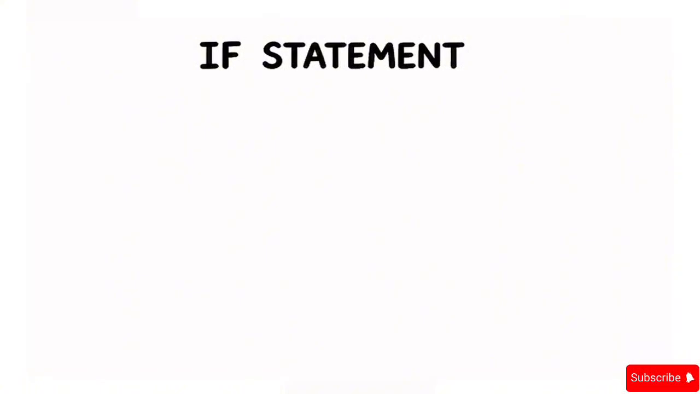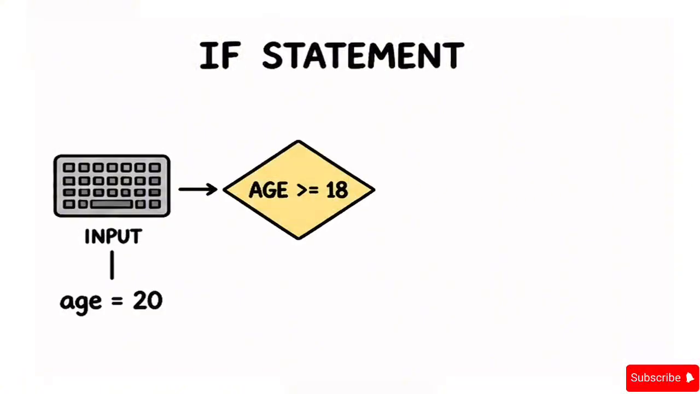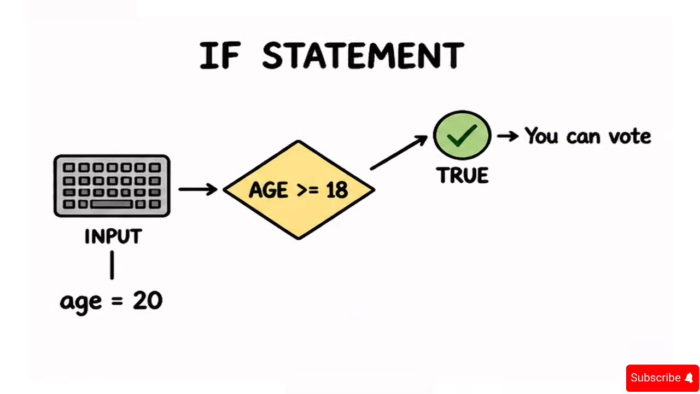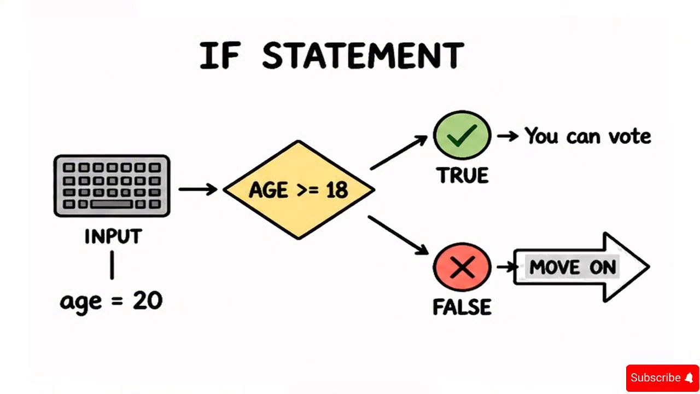The simplest form is the if statement. The code checks a condition. If age is greater than or equal to 18, the program prints "you can vote." If the condition is false, nothing happens, and the program moves on.